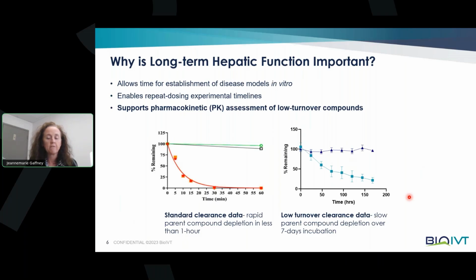Specifically, this study ran out for 168 hours, or 7 days. And you can see we were able to see depletion of this compound. If this is a low turnover compound, and the same low turnover compound was done in only a 60-minute assay, we would not have been able to measure any depletion. So depending on your compounds, there can be different assays that may be best suited for your needs.